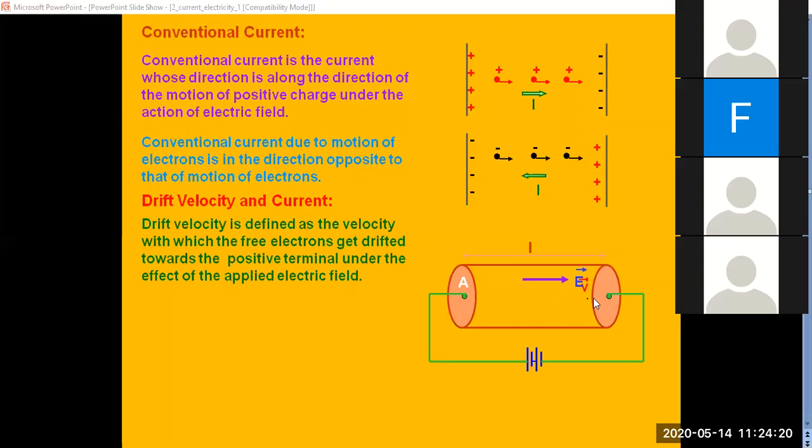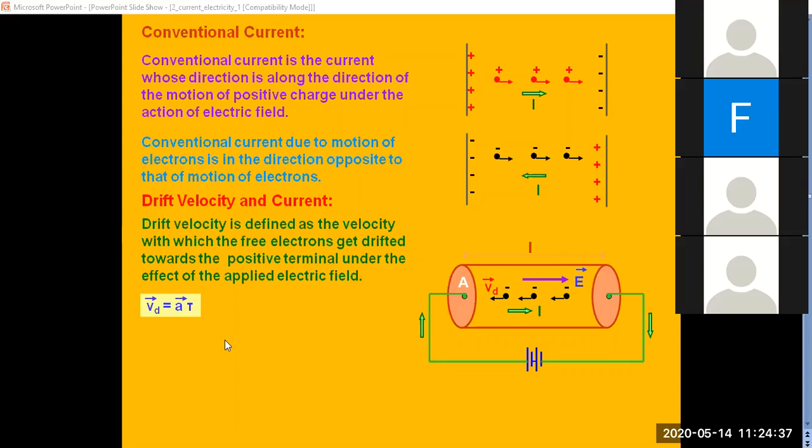Electrons are moving in the opposite direction. The electric field is moving in the forward direction. So you can see the direction of current. If current is moving forward, your electrons will always move in the reverse direction. So that's the definition for your drift velocity.